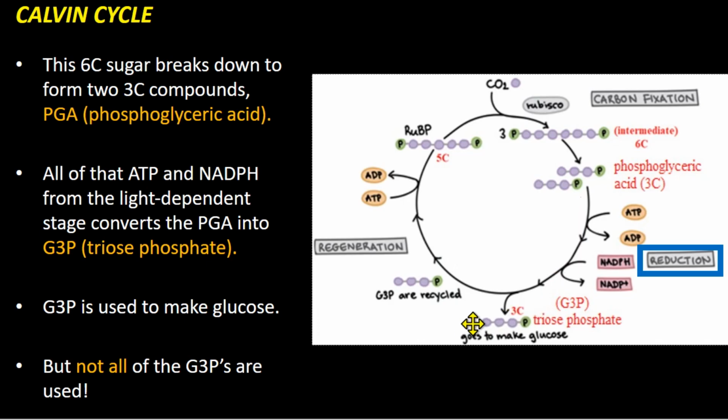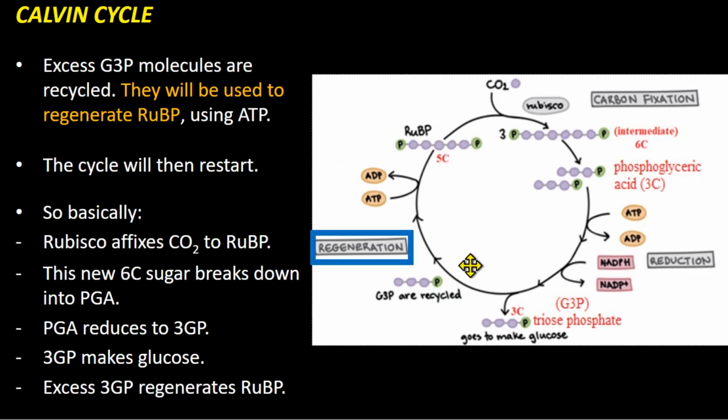But this is not the end of the cycle because we have to ensure that the cycle keeps continuing. So we need to regenerate RuBP. So not all of the triose phosphate molecules are used. Any excess triose phosphate molecules are recycled, and these now will be used to regenerate RuBP using ATP. Then the cycle will restart. So basically, in a nutshell, this is what happens here.